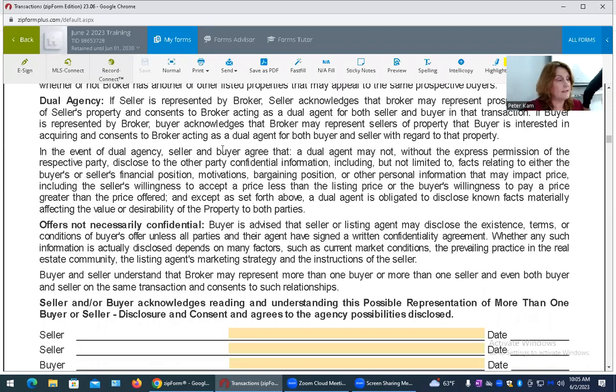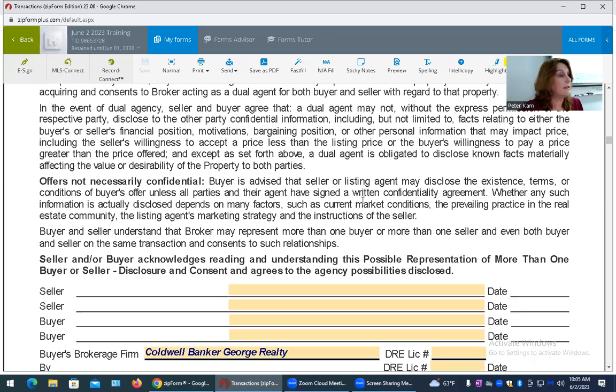So offers are not necessarily confidential. The buyer is advised that the seller or the listing agent may disclose the existence of your terms or conditions of the buyer's offer unless all parties have signed a confidentiality agreement. So in order to make your offer confidential, which I don't see in residential, we'll see it more in commercial, it would require both agents signing, or all agents involved, a seller and a buyer. So we normally don't see that, but I want to bring this up to you that your offer is not necessarily confidential.